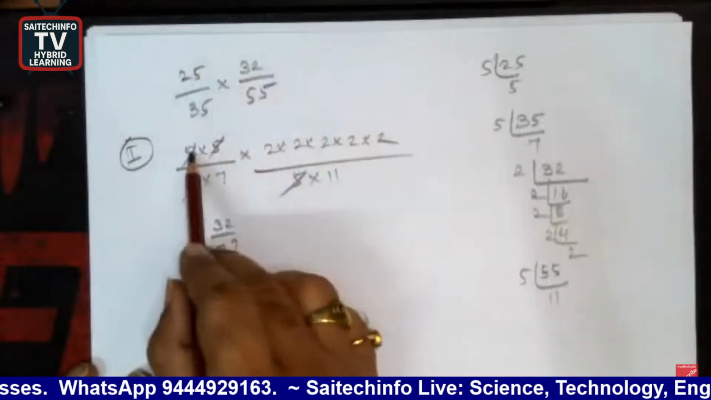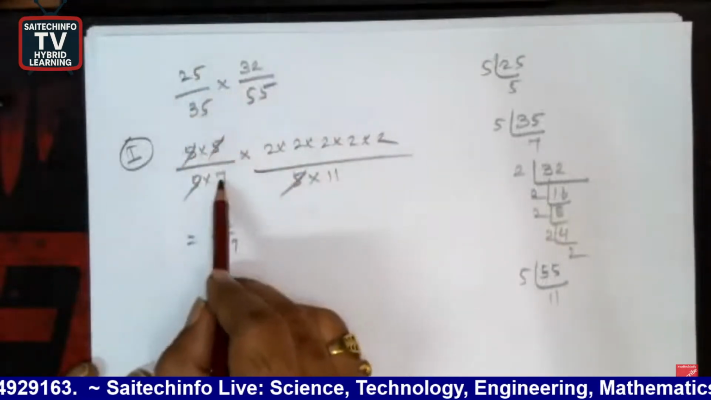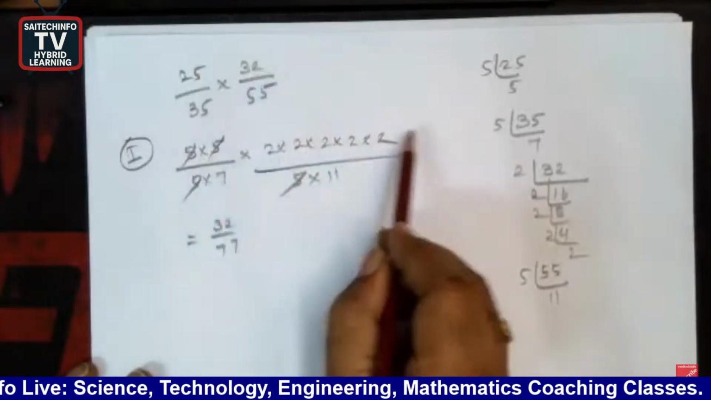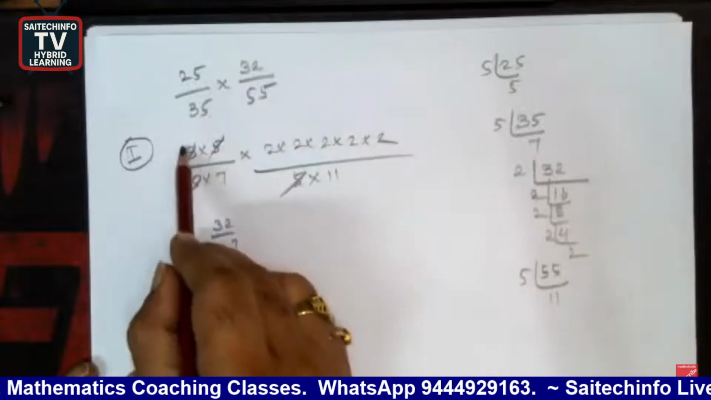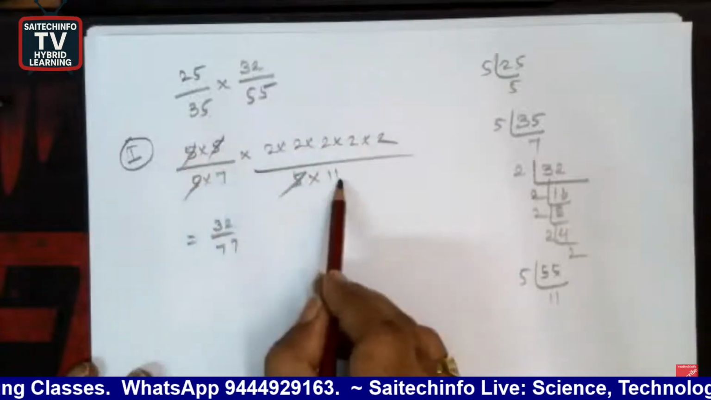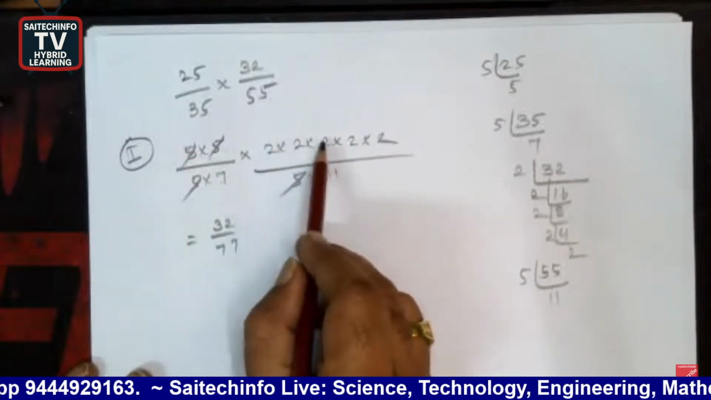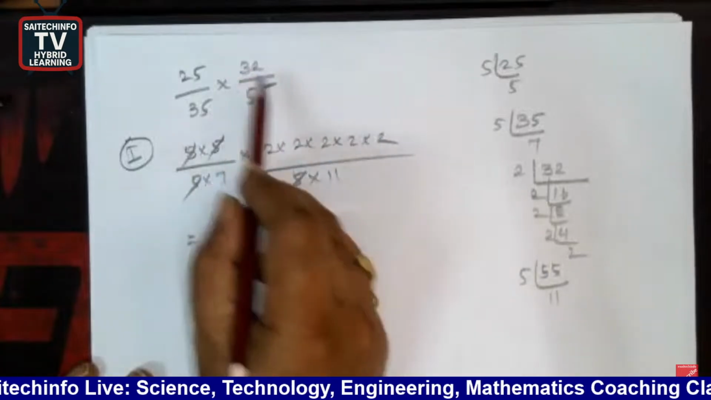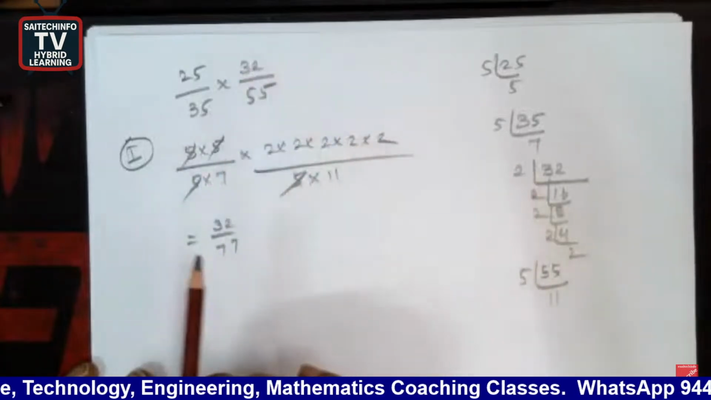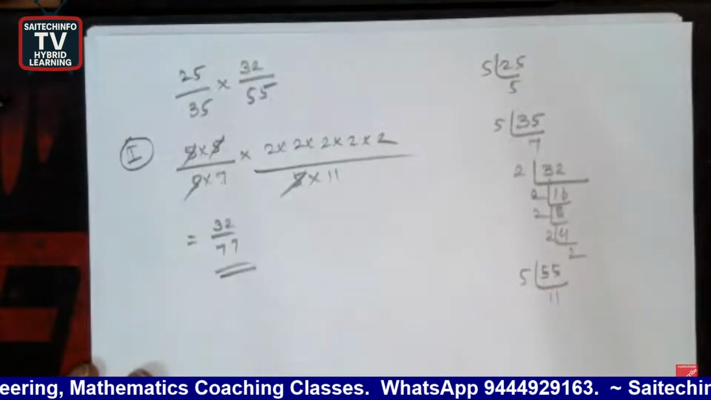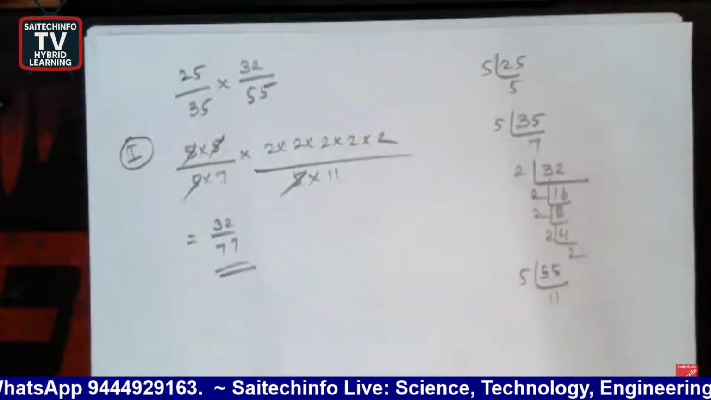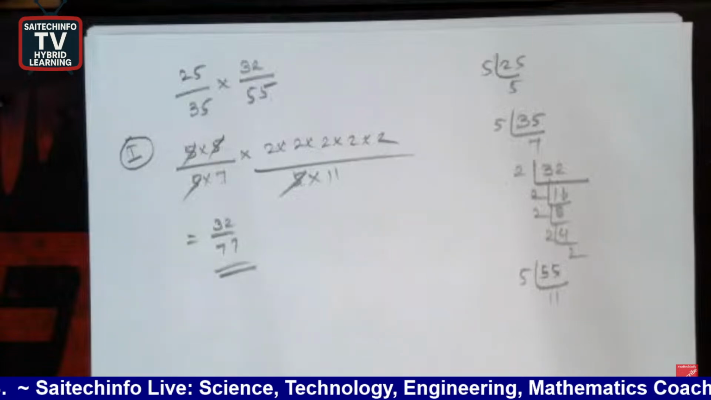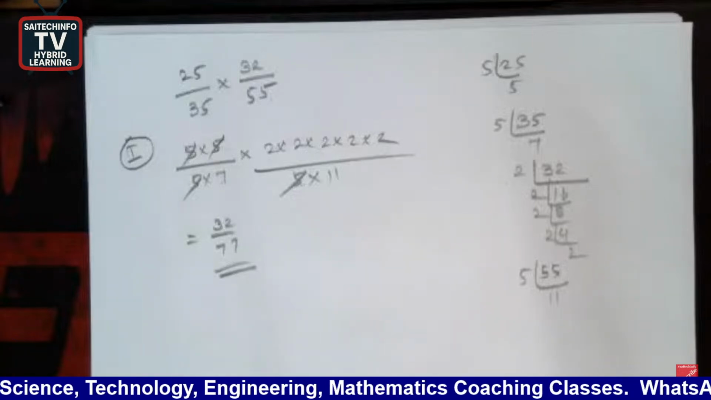So 25 is 5 into 5, this is 5 into 7, this is 32 and this is 5 into 11. So 5, 5 cancelled, 5, 5 cancelled. You have got 7 into 11. This is 1, 2, 3, 4, 5, so that is nothing but 32 only. So 32 by 77. Okay? Right, I will give you some sum. Try this. Take down. Both of you can try.